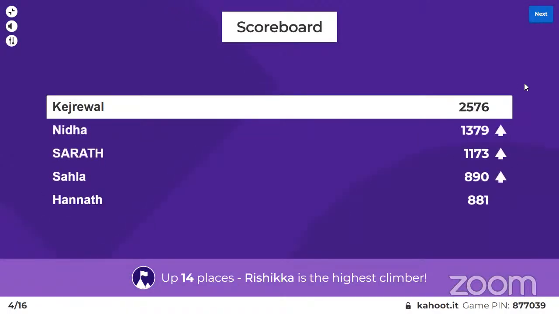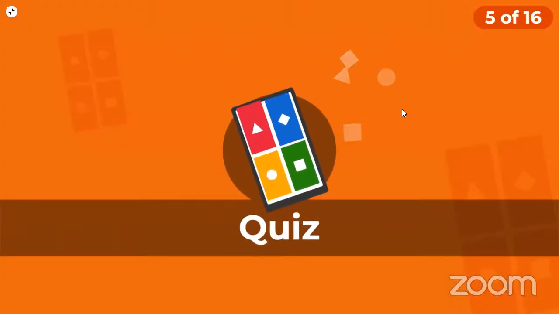Kejriwal still on the top with 2576 points. Second, we have Nida. Third, we have Sharad. Fourth, we have Satla. And fifth, we have Hannath. And we have a new climber also. Rishika is the highest climber here, climbing up 14 places in the scoreboard. All right, so moving on to the question.